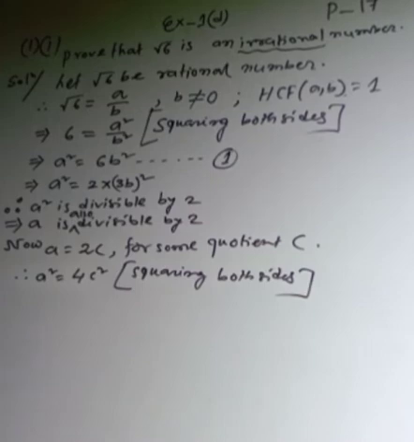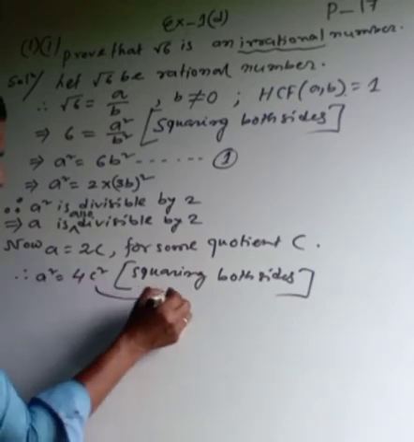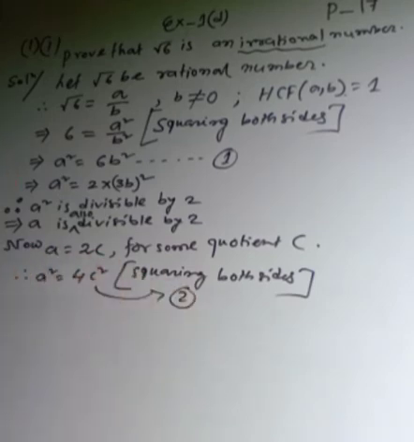Squaring both sides means what? a whole square and 2c whole square. So a whole square means a square, 2c whole square: 2 square means 4, and c whole square means only c square. Squaring both sides. And now we can give, this is equation number 2.